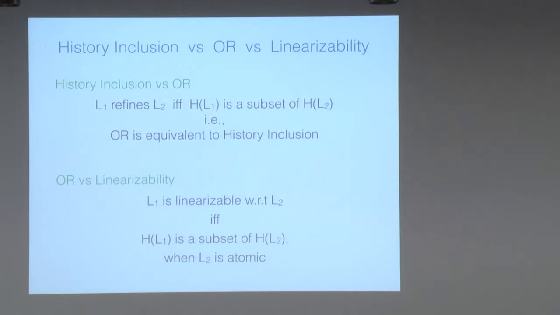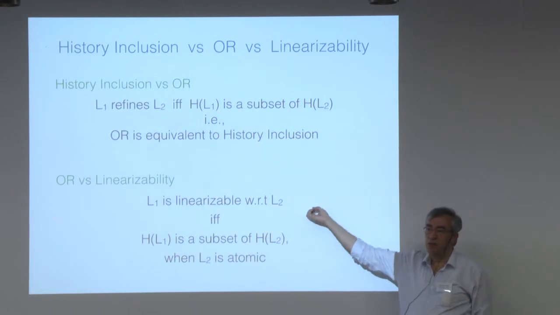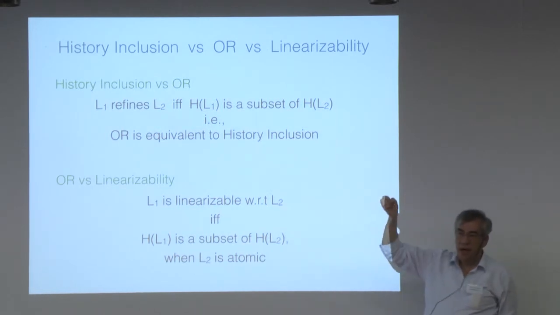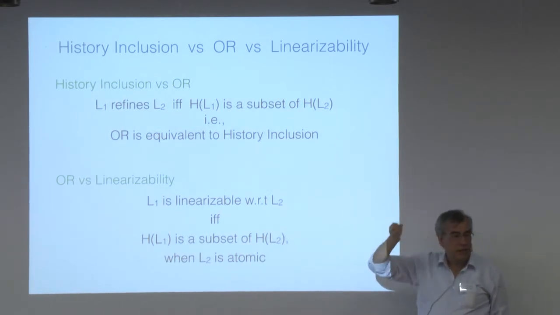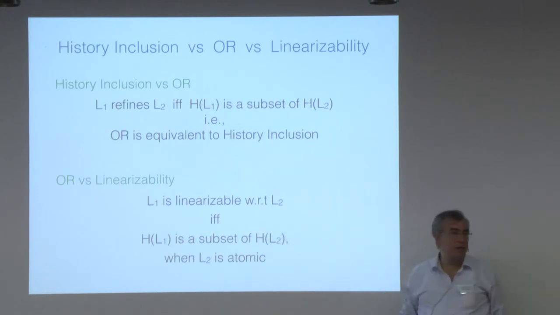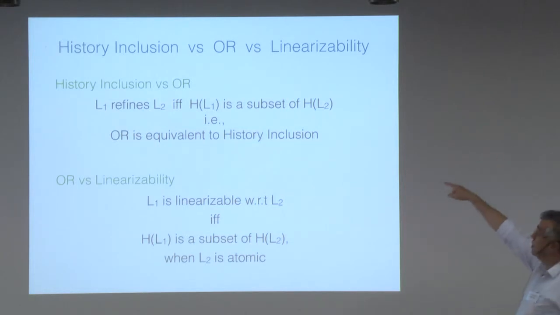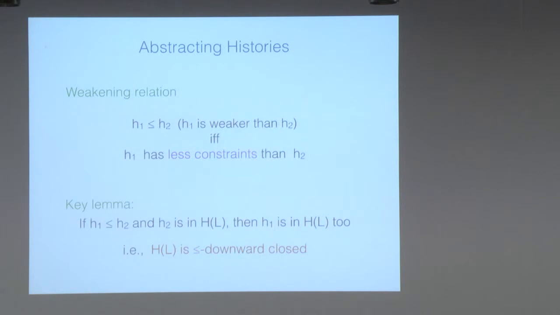This is the case where you consider specifications. Usually you consider that the specifications are atomic, okay? In that case, you have precisely observational refinement equal to linearizability. But now, if you take a new library which is not atomic anymore, and you want to refine it again, then you need history inclusion and not linearizability, okay? So that's a first result.